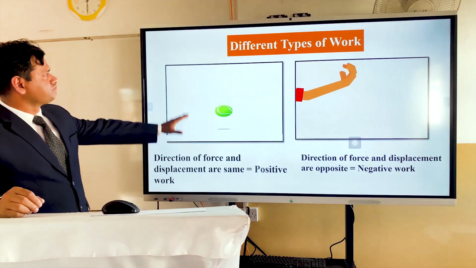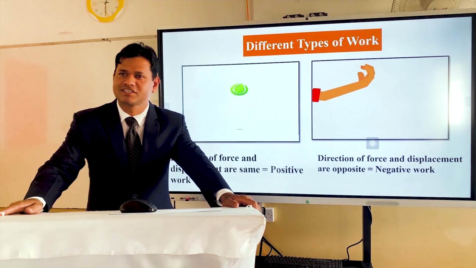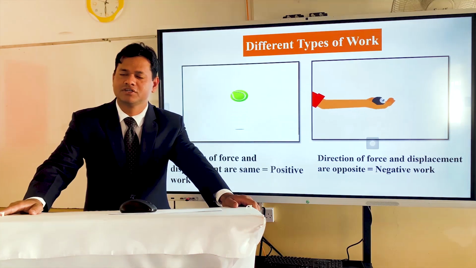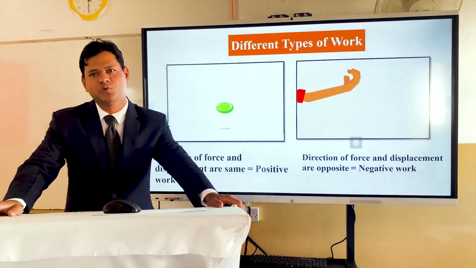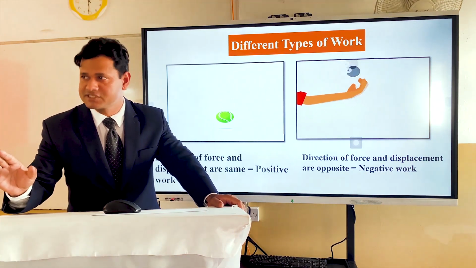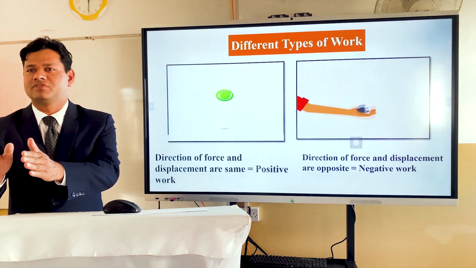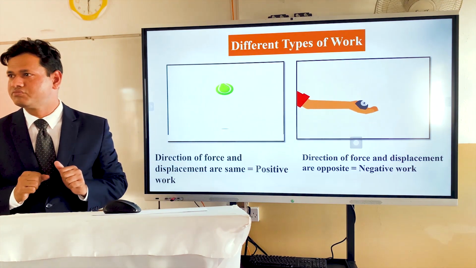Now look at here, we have different types of work. The first one is positive work and the second one is negative work. So what is positive work? We know for getting work, we have to apply force and the object takes a displacement. If the force and displacement direction are the same, that is called positive work.